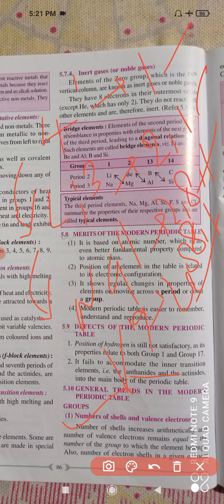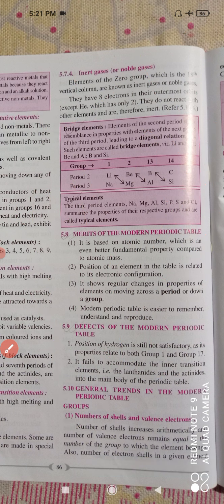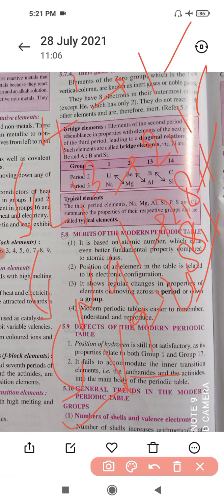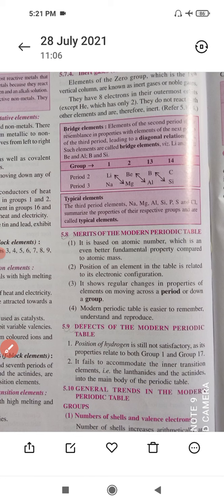So the number of shells increases arithmetically, 1 by 1, in the next period. If you go down from one to another, you can see that shells are increasing arithmetically 1 by 1. But valence electrons remain equal. If you check once, you can see 1 electron outside, the valence electron. So in a group, valence electrons remain the same, but shells increase arithmetically.